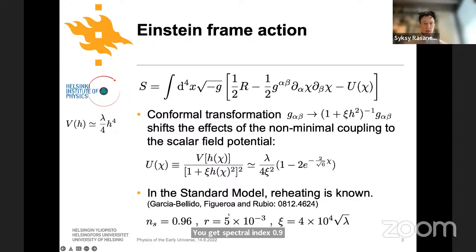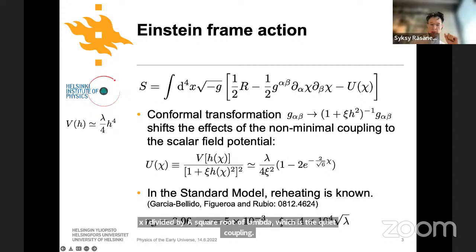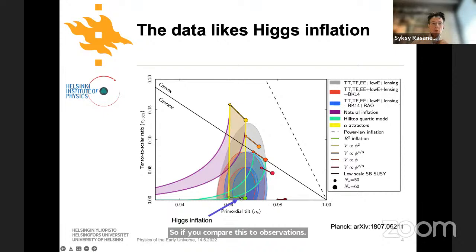The only free parameter in this game is ξ, and ξ does not affect these numbers. ξ divided by the square root of λ, which is the quartic coupling, determines the amplitude of the CMB anisotropies, but these spectral quantities do not depend on it. If you compare this to observations, Higgs inflation is here. The spectral index is in the middle of the observed range, and the tensor-to-scalar ratio r is about a factor of 7 below the current upper limit, and within reach of the next generation of CMB experiments, such as LiteBIRD.